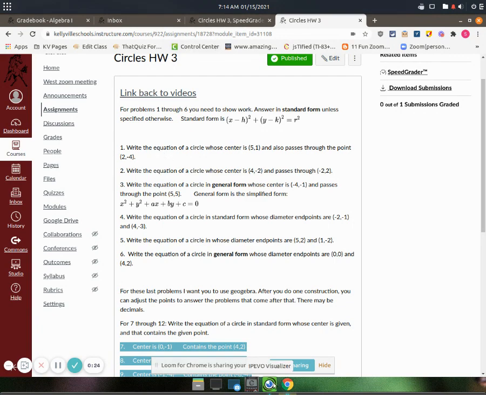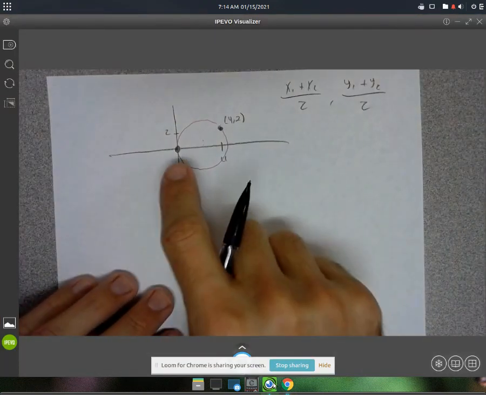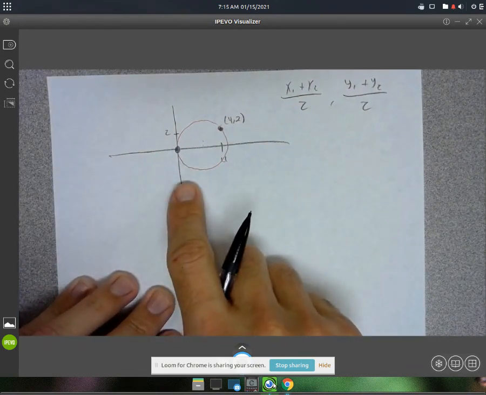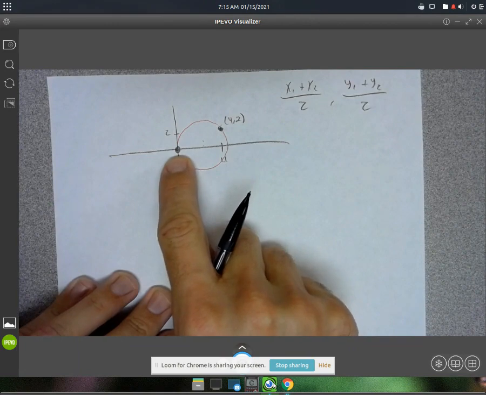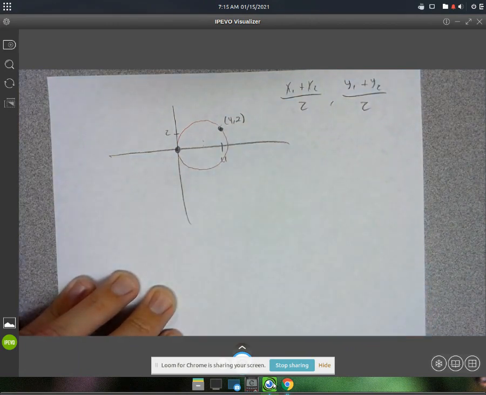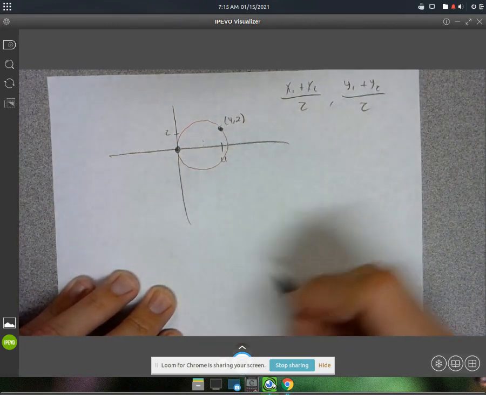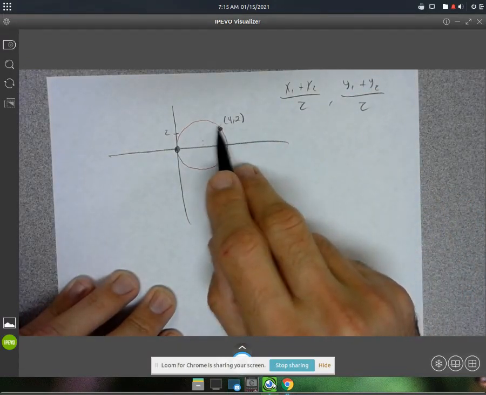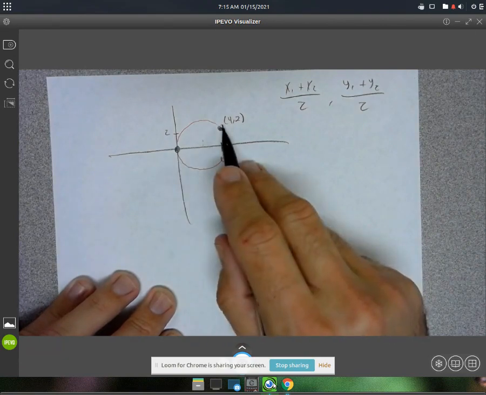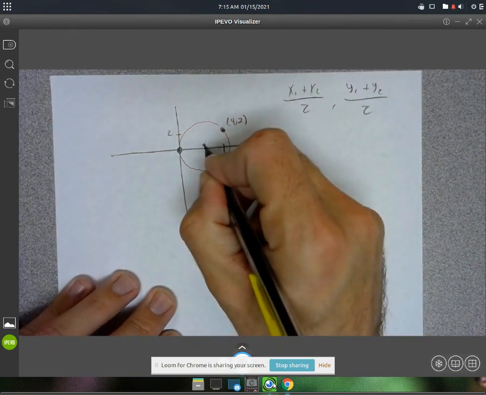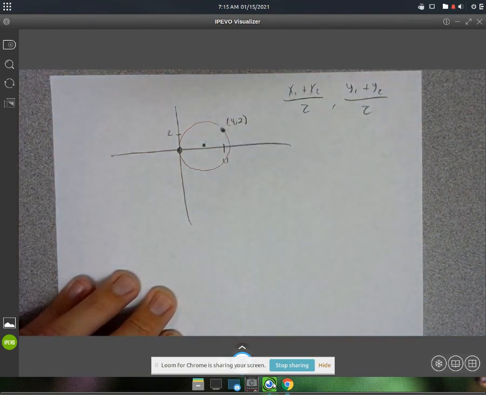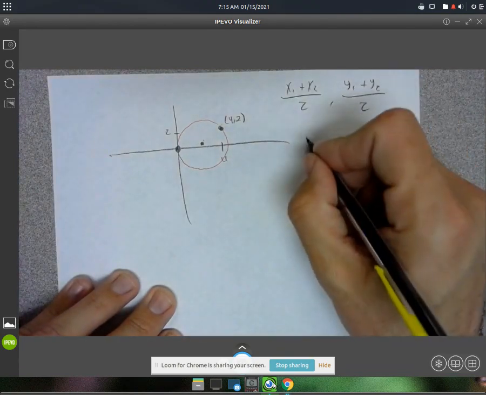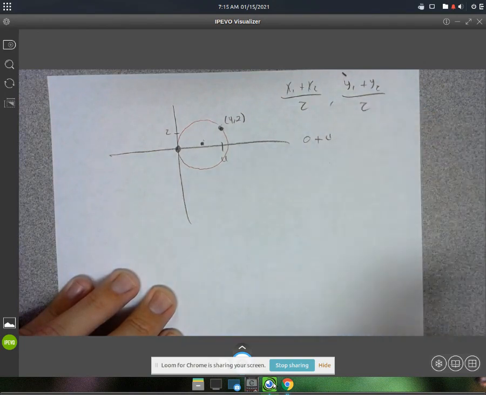All right. So number 6 says write the equation of a circle in general form whose diameter endpoints are (0, 0) and (4, 2). In order to find the center, which we're going to need, we'll have to use the midpoint formula, because if these are the diameter endpoints, then the midpoint is going to represent the center of the circle. So I'm going to go 0 plus 4.